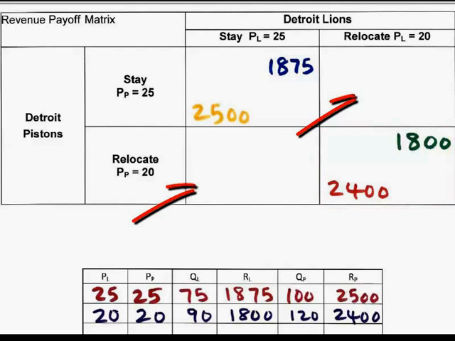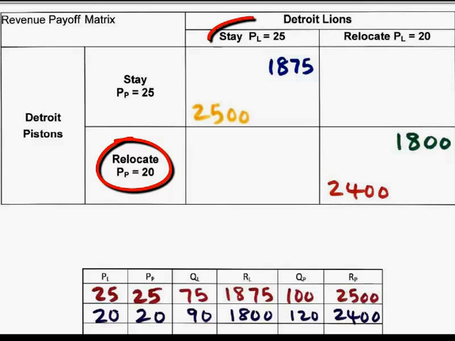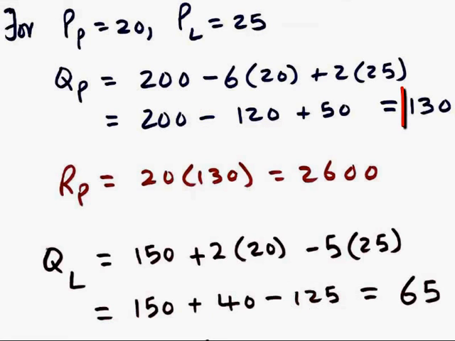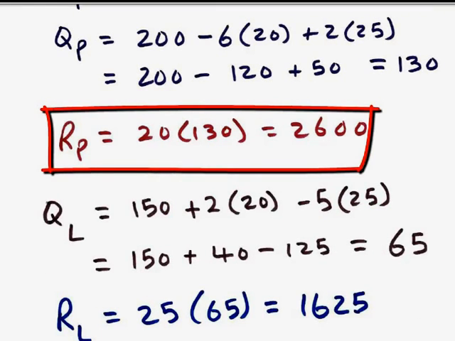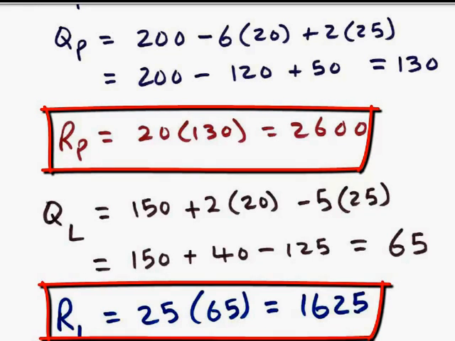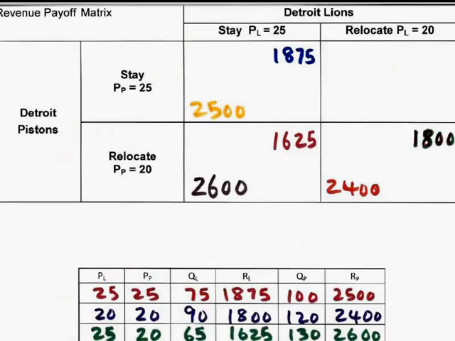And now we're going to work on the cells which are off the diagonal. We're going to plug in a price for the Pistons of 20 and a price of 25 for the Lions. This is the situation when the Pistons relocate and charge the lower price, and the Lions do not relocate. We're going to obtain a quantity for the Pistons of 130 and a quantity of tickets for the Lions of 65. The revenue for the Pistons will be 20 times 130, which is 2,600, and the revenue for the Lions will be 25 times 65, or 1,625. That takes care of the bottom left-hand cell.